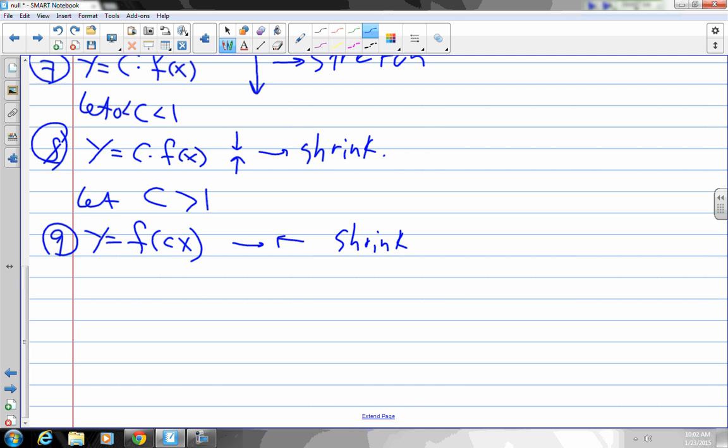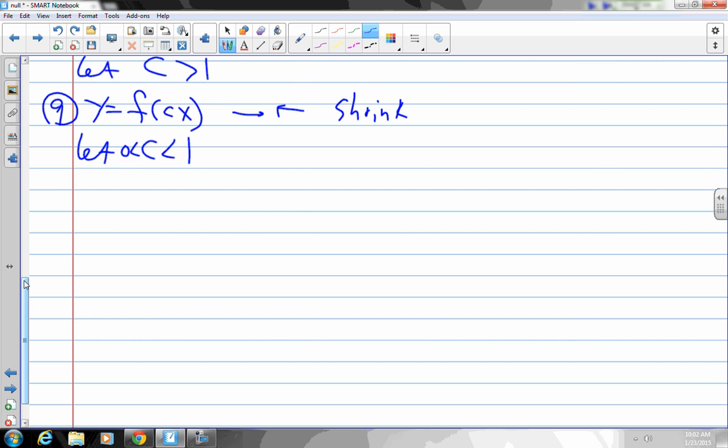While if c is less than 1 but bigger than 0, still positive, we know what happens when they're negative. We already talked about that. So things will stretch in the horizontal direction.